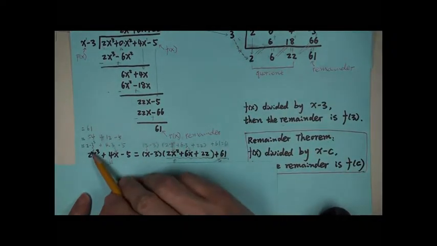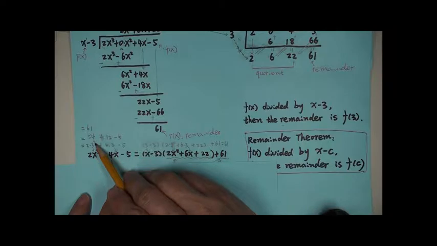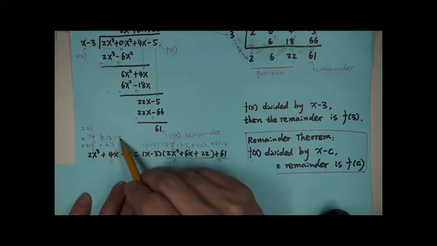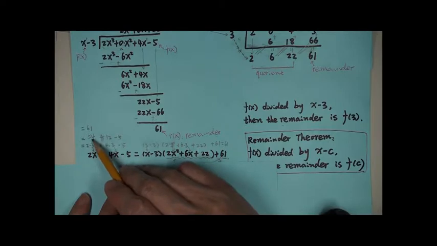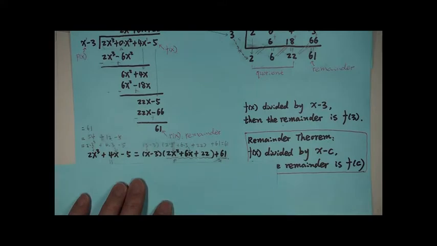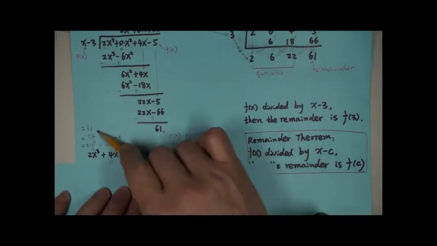Left-hand side, you plug in, you have 2 times 3 cubed. 3 cubed is 27, that's 3 times 3 times 3. So you have 27, and then times 2, you have 54. 4 times 3 is 12. -5, you copy it down here. 54 plus 12, that's 66. 66 minus 5 is 61. So you can see right here, they are equal, 61, 61.